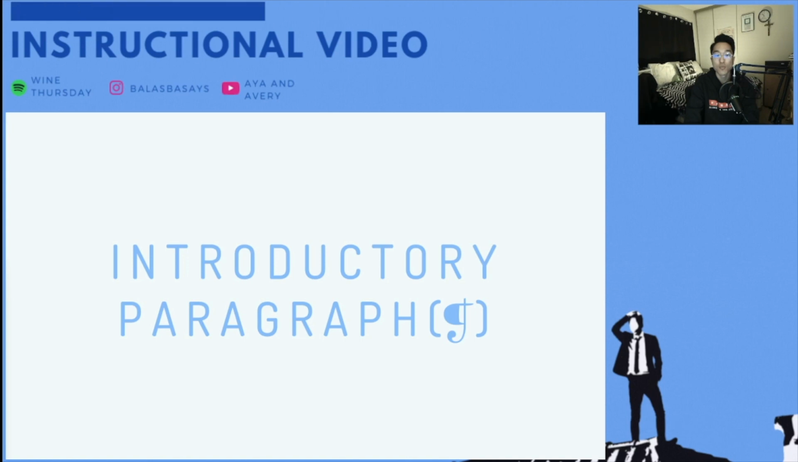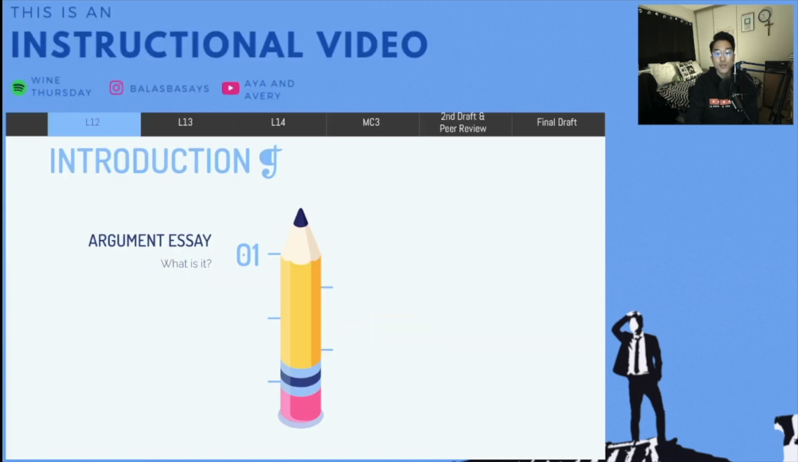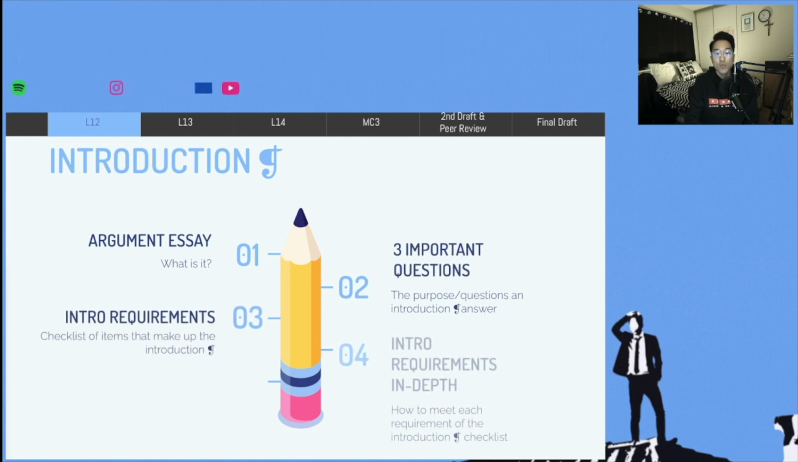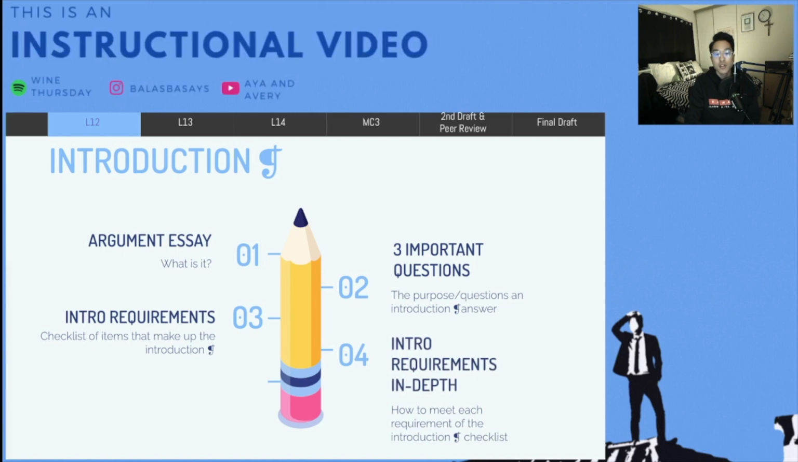So starting off with the introductory paragraph. First, we'll look at the 3 important questions you want to address in your introduction. Then go in depth with those requirements that I just listed and learn about what makes an effective thesis statement at the heart of your essay.